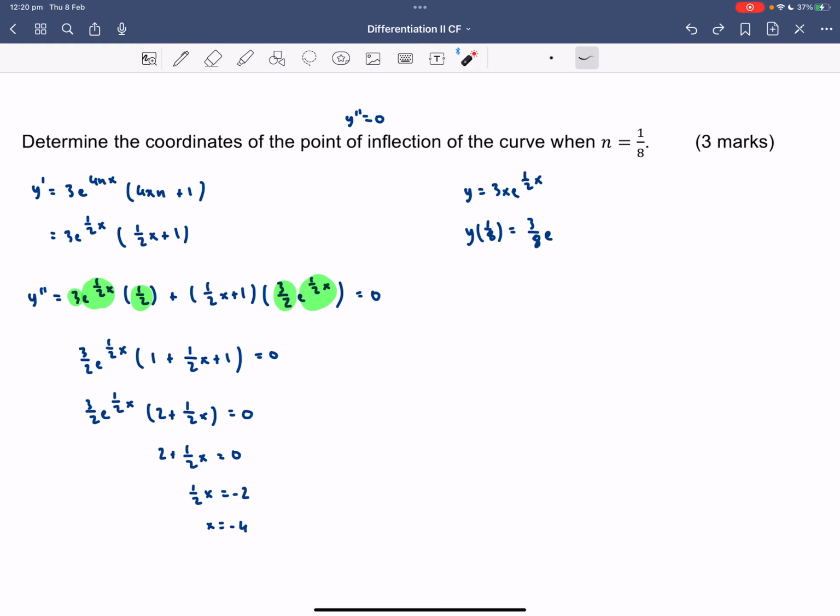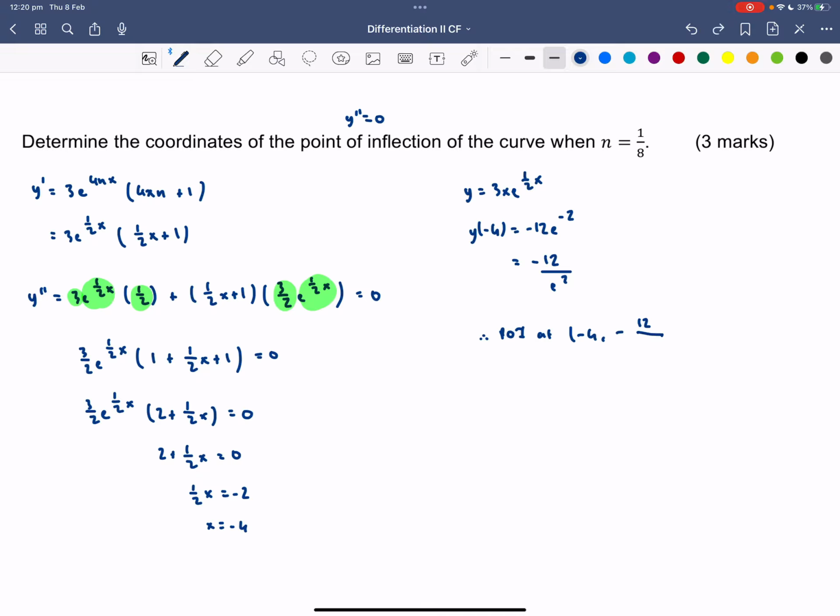x is, I don't know why I'm putting 1/8 back in. We're putting in negative 4. Okay, we got x equals minus 4. At minus 4, y is minus 12, e to the half times minus 4 is e to the minus 2. Minus 12 on e squared. Alright, therefore, there is a point of inflection at minus 4, minus 12 on e squared.